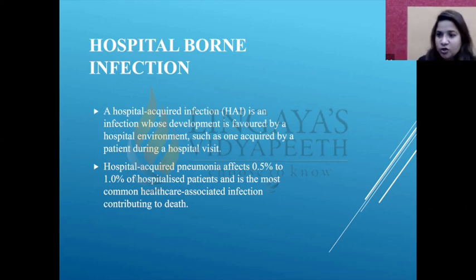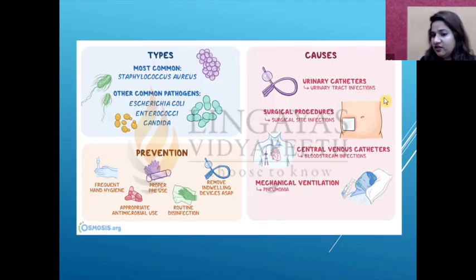There are different types of hospital borne infection. From urinary catheters, you can get urinary tract infections. In case of surgical procedures, you can get surgical site infection. In case of central venous catheters, bloodstream infections can occur. In case of mechanical ventilation, a person may have pneumonia.